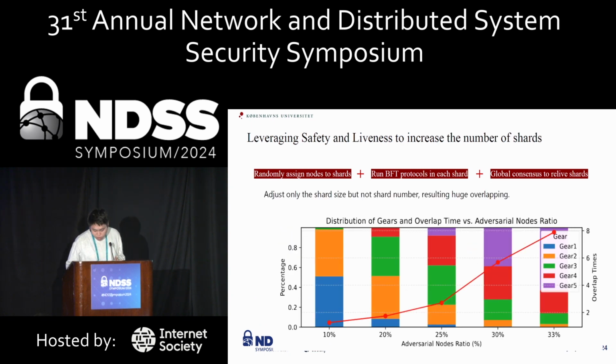Let's say we only adjust the shard size but not the number of shards, it will result in a huge overlap among the shards. For example, if at the beginning all shards are set to tolerate error equals to 10%, and there are actually 33% of adversarial nodes attacking on liveness, more than half of the nodes are in 8 shards simultaneously. This implies 8 times the workload for a single node.